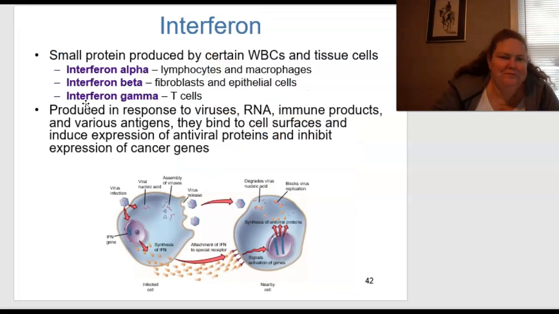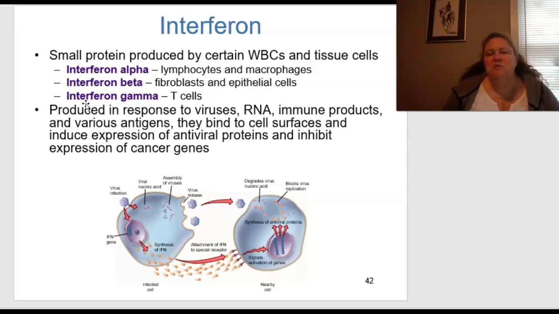He's doing awesome stuff. What about these interferons? Okay, this is figure 14.9. Small proteins that are produced by certain white blood cells and tissue cells are interferons. We have interferon alpha, interferon beta, and interferon gamma. Alphas are going to be those lymphocytes and the macrophages, where the beta is going to be the fibroblasts and the epithelial cells, and then the gamma is going to be those T cells.